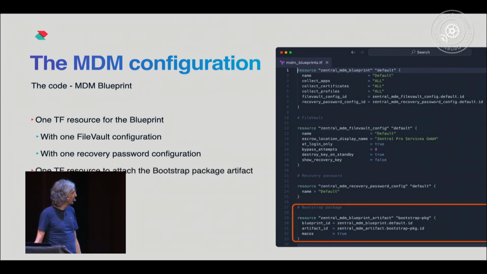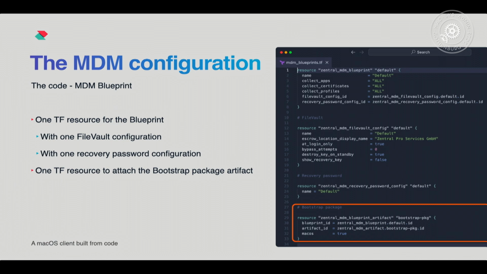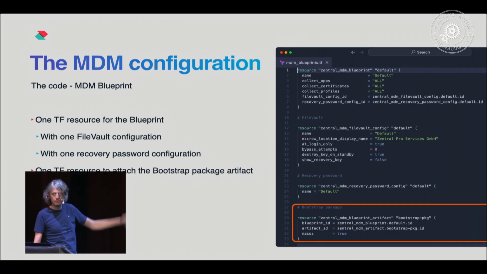And this is where we link the Bootstrap package artifact to the blueprint. So here we reference the artifact, we reference the blueprint, and we tell it to distribute to all the macOS clients.